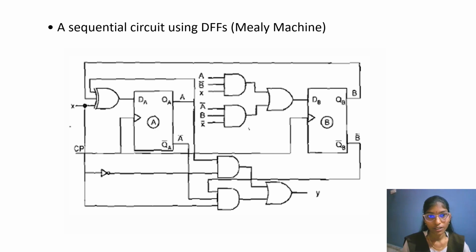A sequential circuit using D flip-flops. We have to design the Mealy machine by using the following input equations. By observing the sequential circuit, the output depends on the present state and the present inputs.